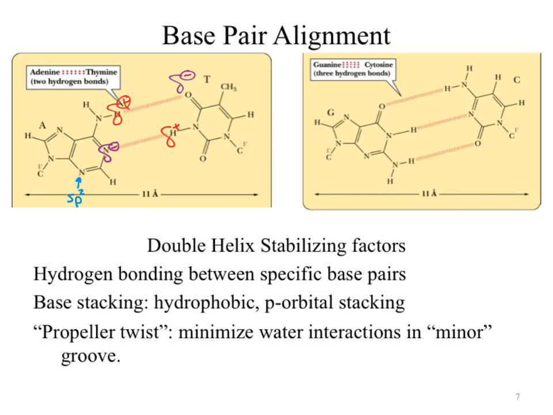So each of those nucleotides is running as a flat structure, almost like the tables. Our pi system is above and below that. When we take another table, we can stack it on top. And that kind of pseudo-p orbital overlapping is what's helping to stabilize that ladder structure.